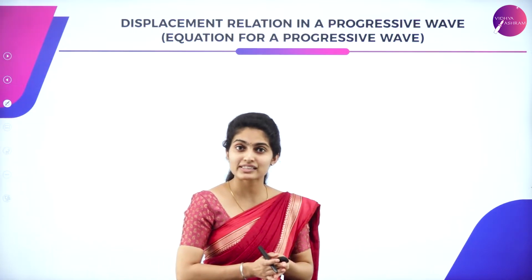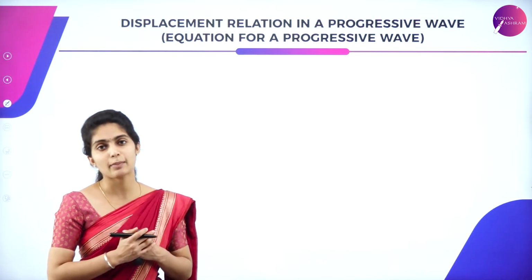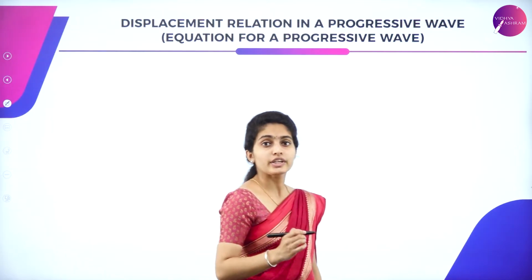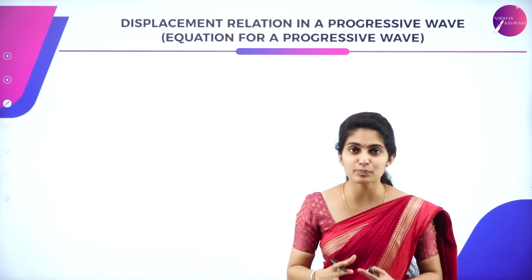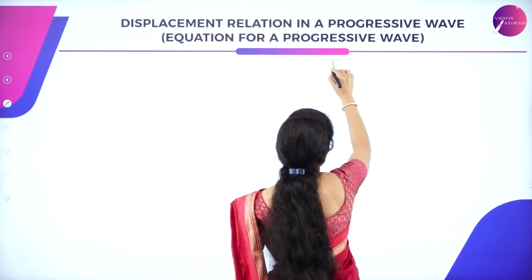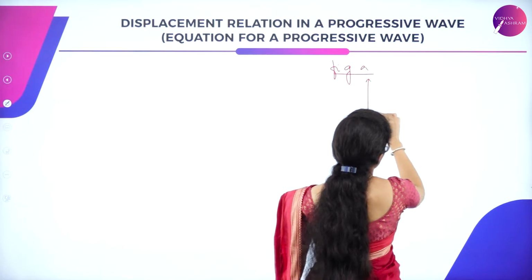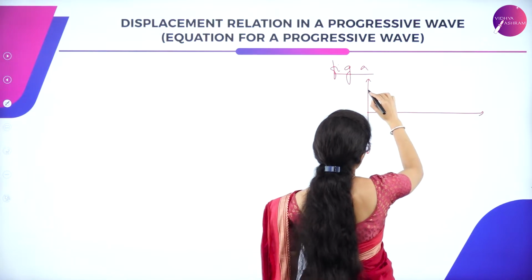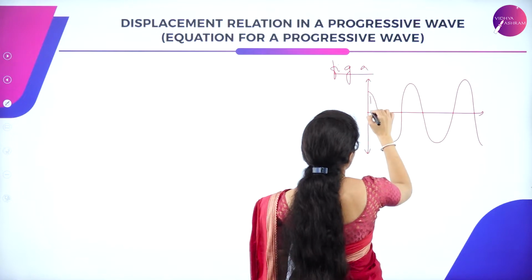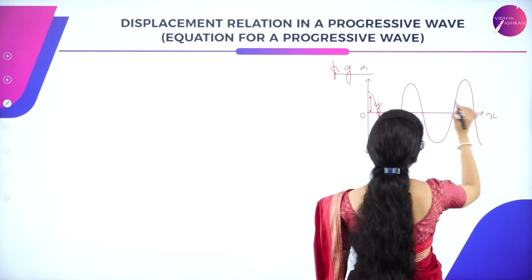So what is a progressive wave? It is the disturbance which is created under constant amplitude and that disturbance is said to be continuous. In case of displacement in a progressive wave, we have two kinds of graph. Let us consider figure A. This is the y displacement and this is your origin, this will be x and this will be the y axis.